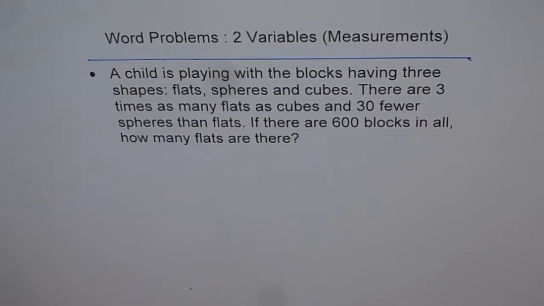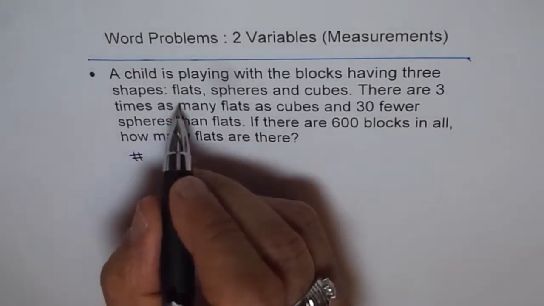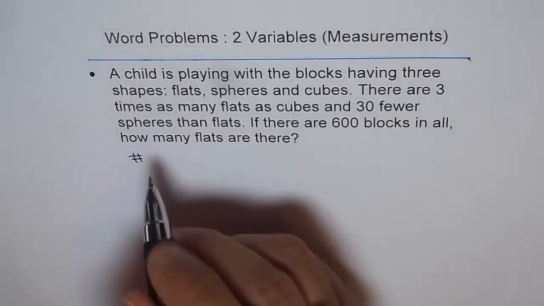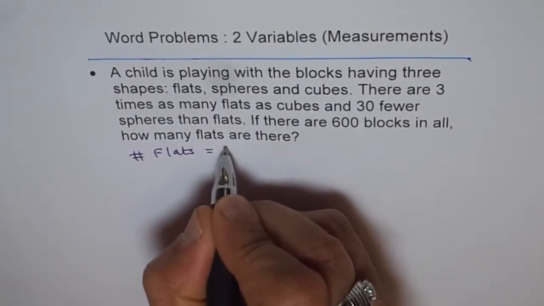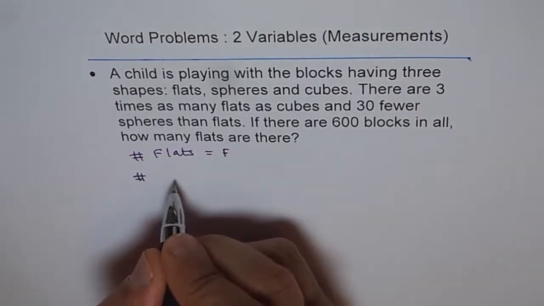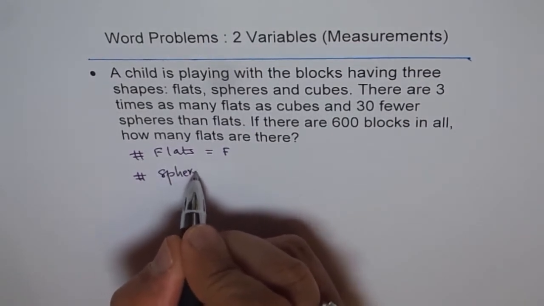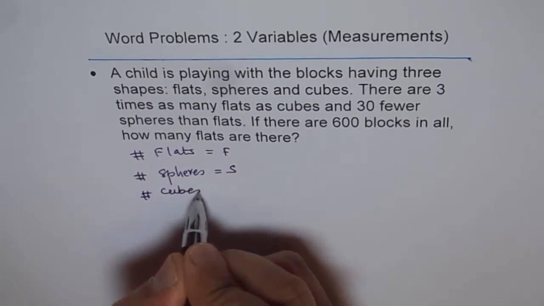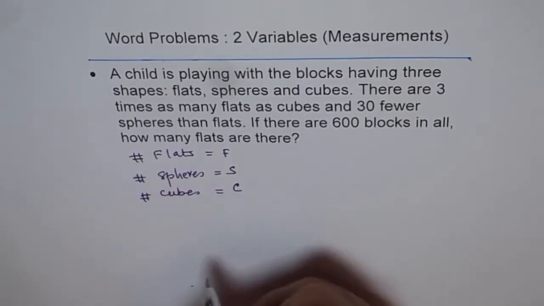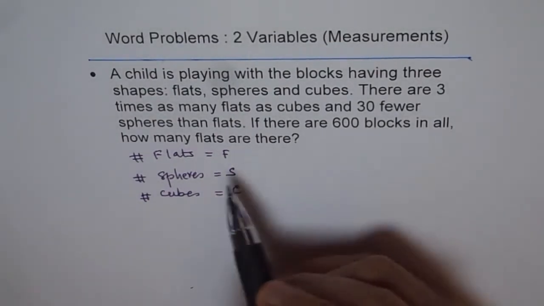Right? So to solve this problem, let's define our variables. We'll give variables names similar to the quantities. Let the number of flats be equal to f, the number of spheres equal to s, and the number of cubes equal to c. So we have defined our variables. That's the first part. Second is to write the equations relating these.